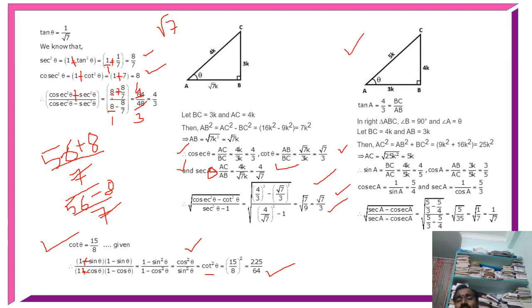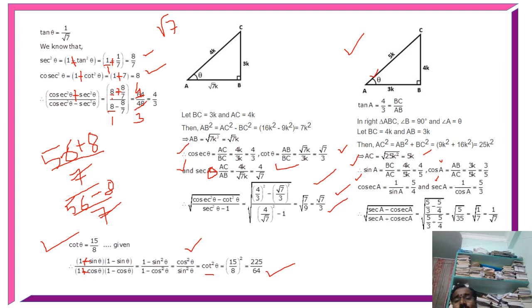In this problem, the tan value is given as 4 by 3. If you draw a right triangle and take theta here, the opposite side is 4k and the adjacent side is 3k, as the ratio is given, we take 4 times and 3 times. After that, applying the Pythagoras theorem, hypotenuse square equals the sum of the squares of the remaining two sides. We have 9k square plus 16k square, which is 25k square. If you transpose to the other side, AC equals root over 25k square, which is 5k. Find the sin A value, cosecant A value, cos A value, secant A value.